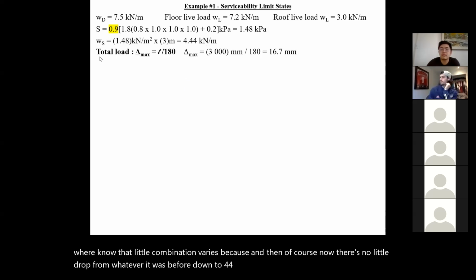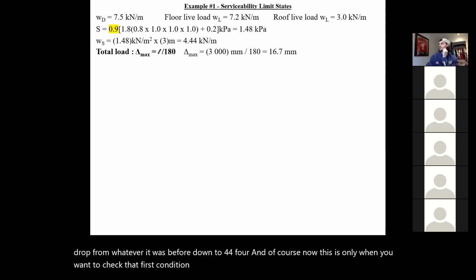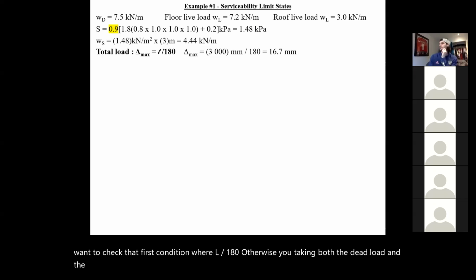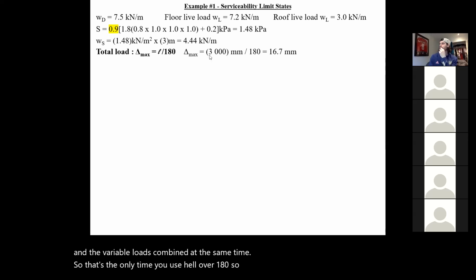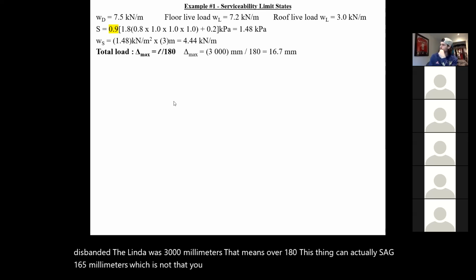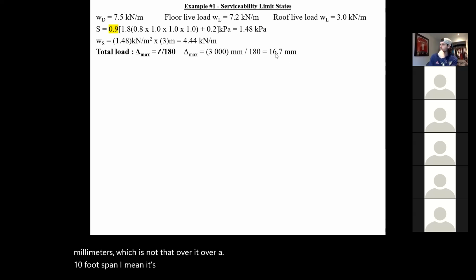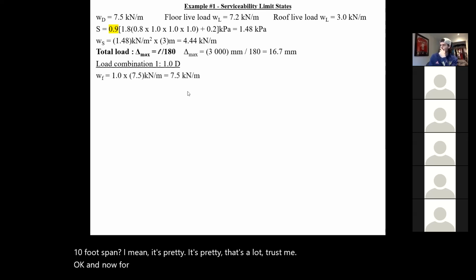Now this is only when you want to check that first condition where L over 180, in other words, you're taking both the dead load and the variable loads combined at the same time. That's the only time you use L over 180. In this case, the span of the lintel was 3,000 millimeters. That means over 180, this thing can actually sag 16.5 millimeters, which is not bad over a 10-foot span. I mean, that's a lot, trust me. Now for load combination 1, of course, you only take the dead load.